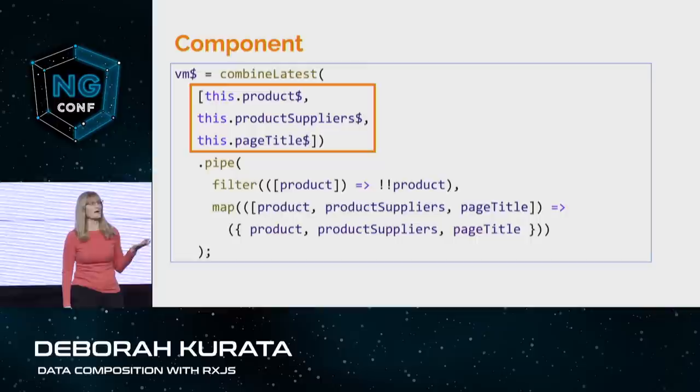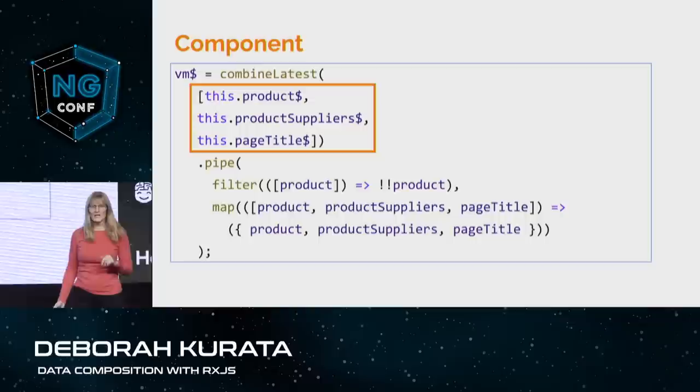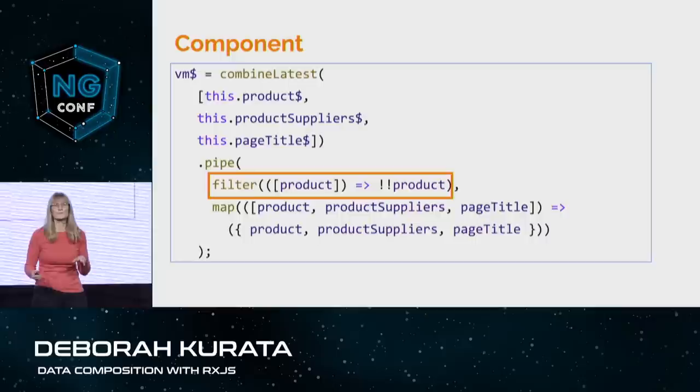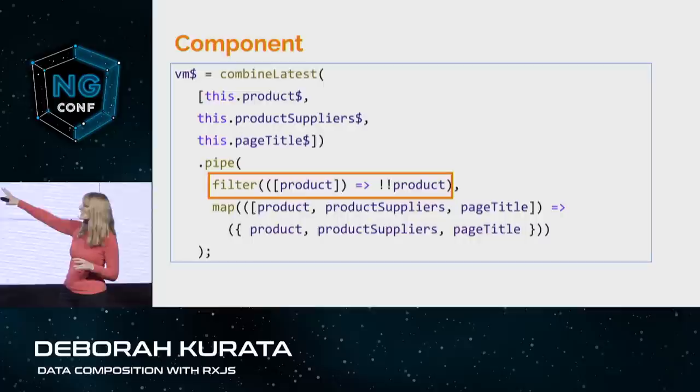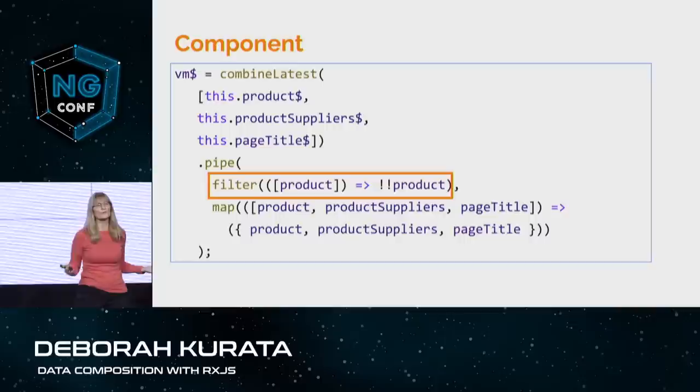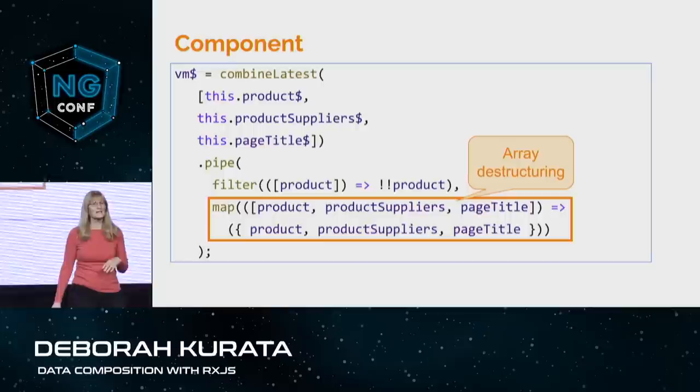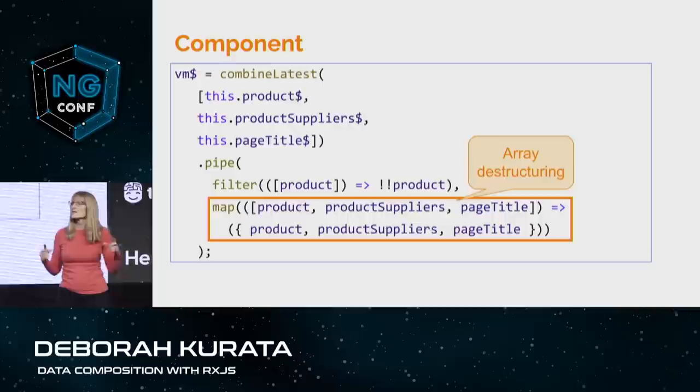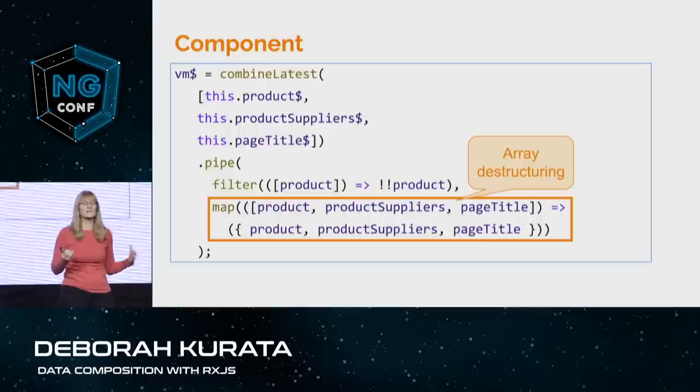So what we're doing then is we are taking all of that and piping it through first a filter, and we're piping it through this filter because when the page first comes up, the user has not selected anything, there is no product, and we are filtering out and jumping out of the code if there is no product to process. If there is a product, then we do this map. We're again using array destructuring. What we're doing in this case is we're converting an array with 3 elements to an object literal with 3 properties, because that makes it easier for our template to work with the values.